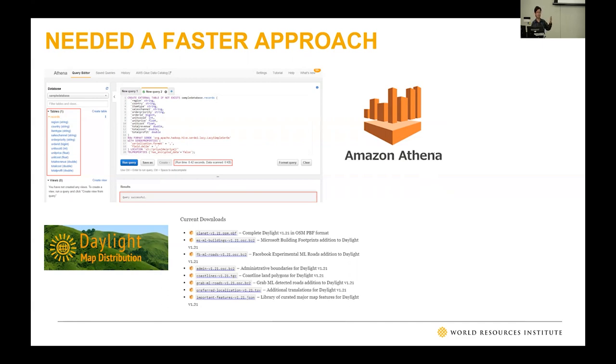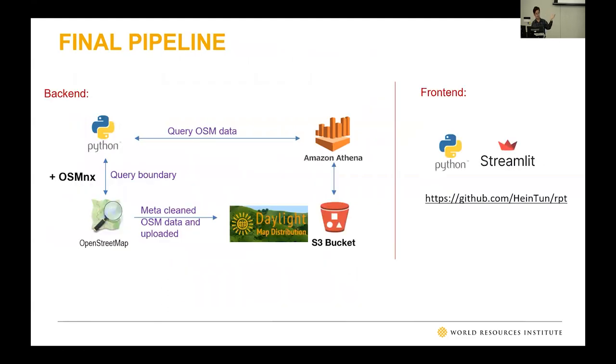It takes from 30 minutes to, I guess, a few seconds of query if you just want the basic summaries of different streets. This is the final pipeline for this thing that I'm going to show you. At the back end, we have a little bit of OSMnx to look at the query boundary, and then it queries information from the S3 backend that's put in the Daylight. In the front end, we just use Streamlit. The code is in that GitHub repo.